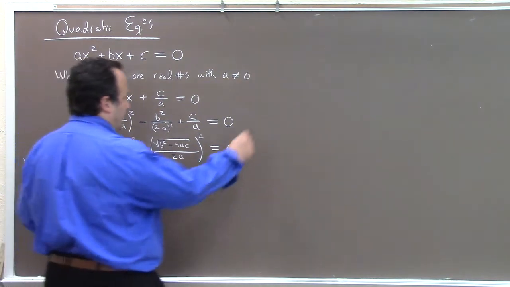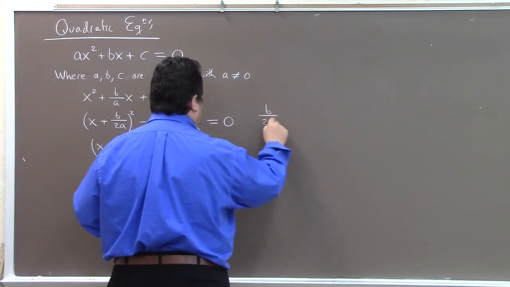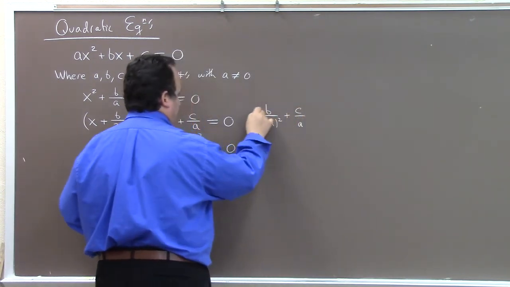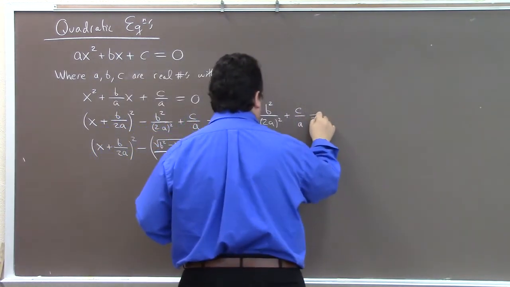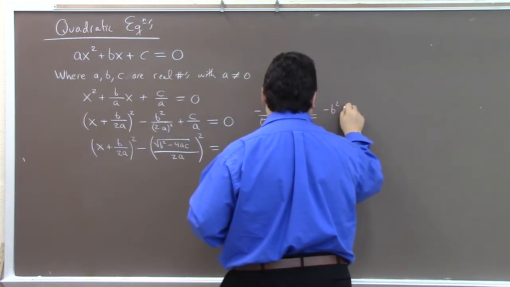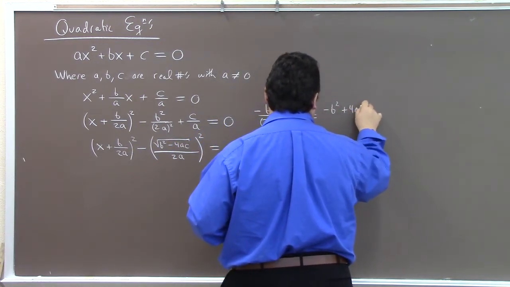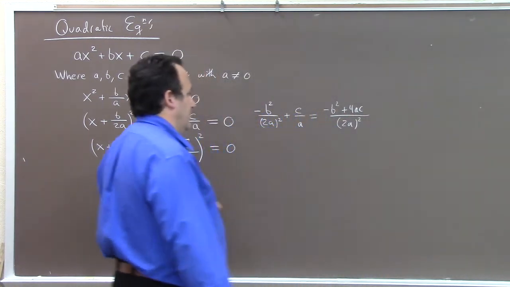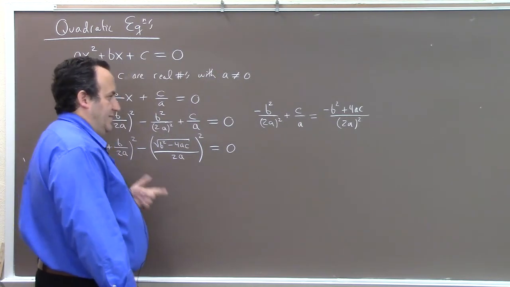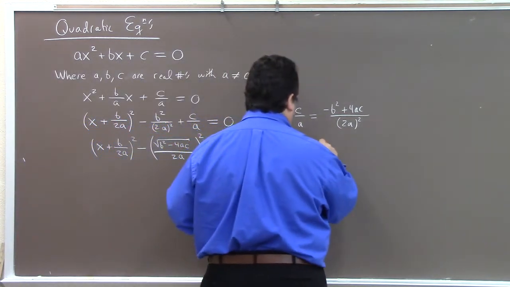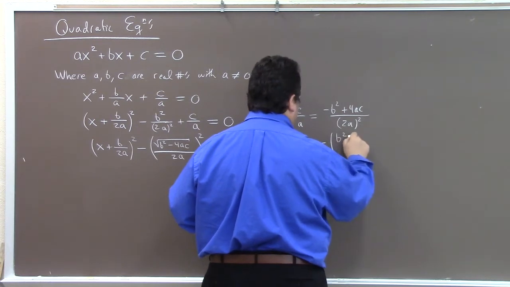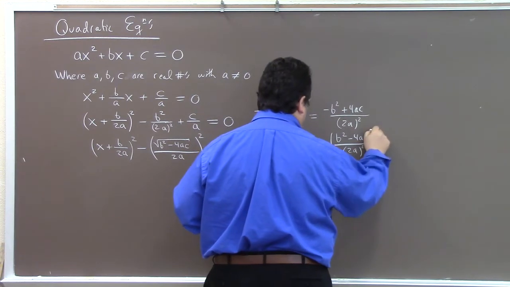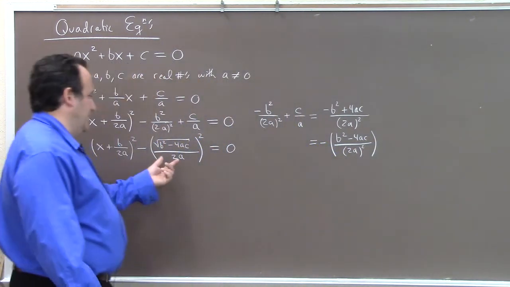The point is, it's right over here, b over 2a squared plus c over a. Rather, this is minus b squared plus 4ac over 2a quantity squared, which then, factoring a minus out, is minus b squared minus 4ac over 2a quantity squared, like that.